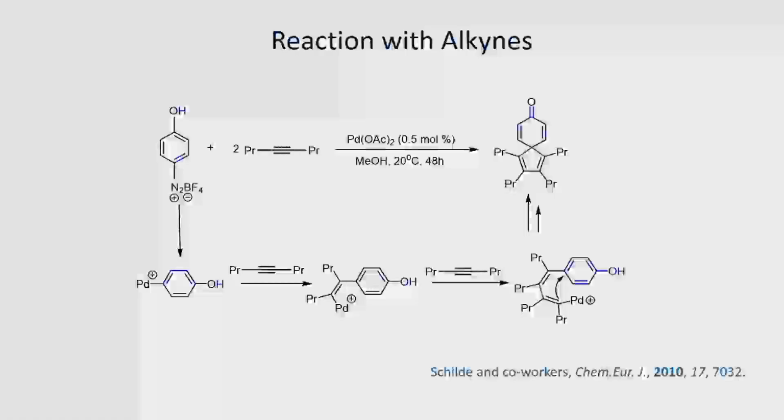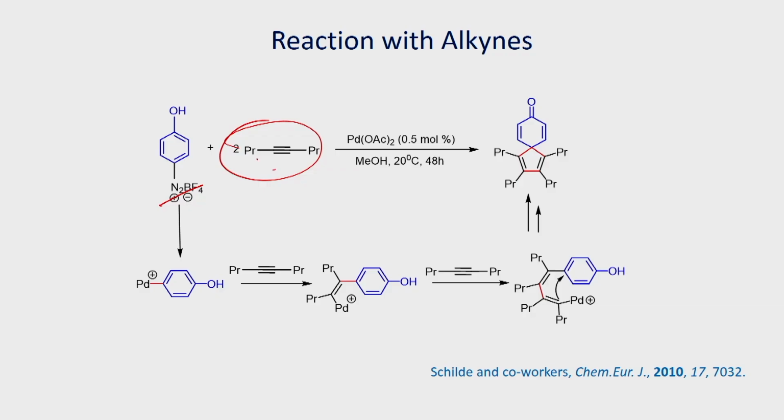The next example involves the reaction of this diazonium salt with alkyne. We have seen earlier the coupling of terminal alkyne, the Sonogashira coupling reaction. Here the reaction of a disubstituted alkyne is shown. This also can be carried out with the diazonium salt as shown here.